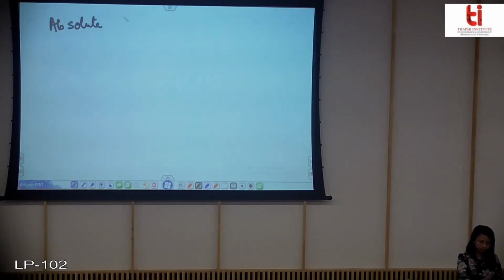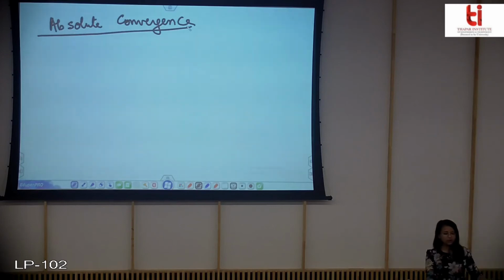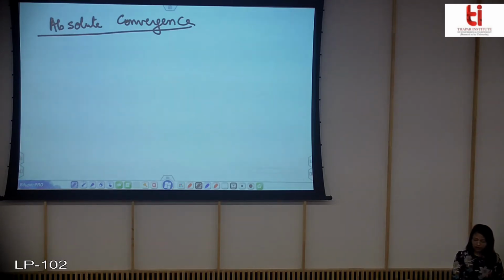Now we will move on to the next topic, that is absolute convergence. Now what does this absolute convergence mean? So I'll write it down and then I'll explain.